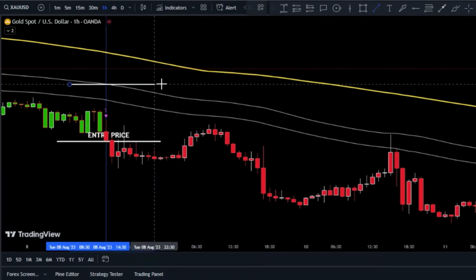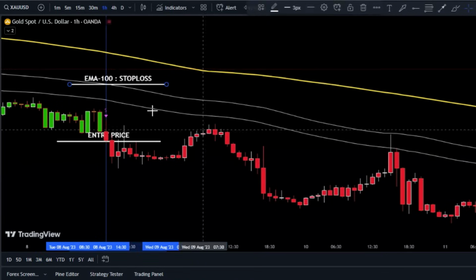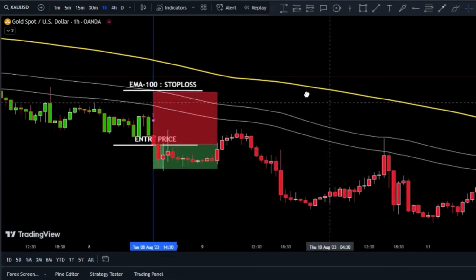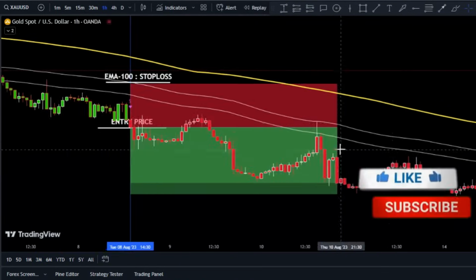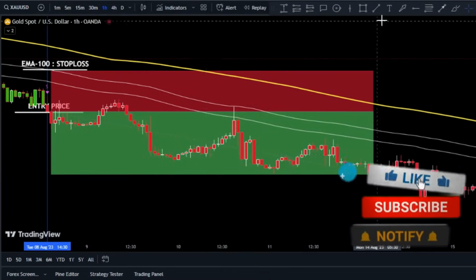After entering the short position, set your stop loss above the top moving average 100 band and your profit target at 1.5 times your stop loss amount.